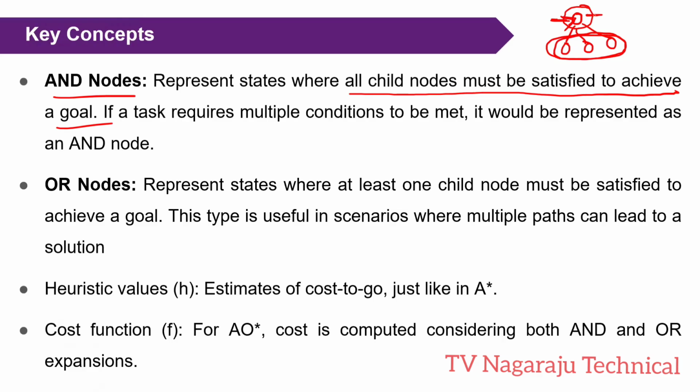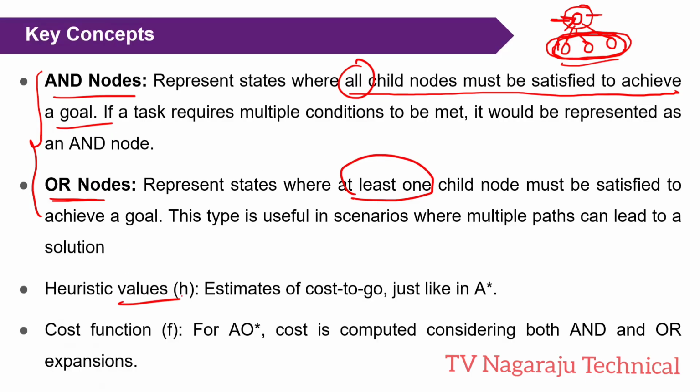So to achieve a goal, assume if this is the AND node, all the child nodes must be satisfied. So what is the cost of this node? The sum of cost of all these nodes. And OR node means instead of satisfying all the child nodes, at least one child must be satisfied. That is, instead of all, we are taking the minimum value. That is the difference between AND node and OR node. Anyway, this AO star algorithm uses the graph that includes both AND and OR. But coming to A star algorithm, that uses only OR nodes.